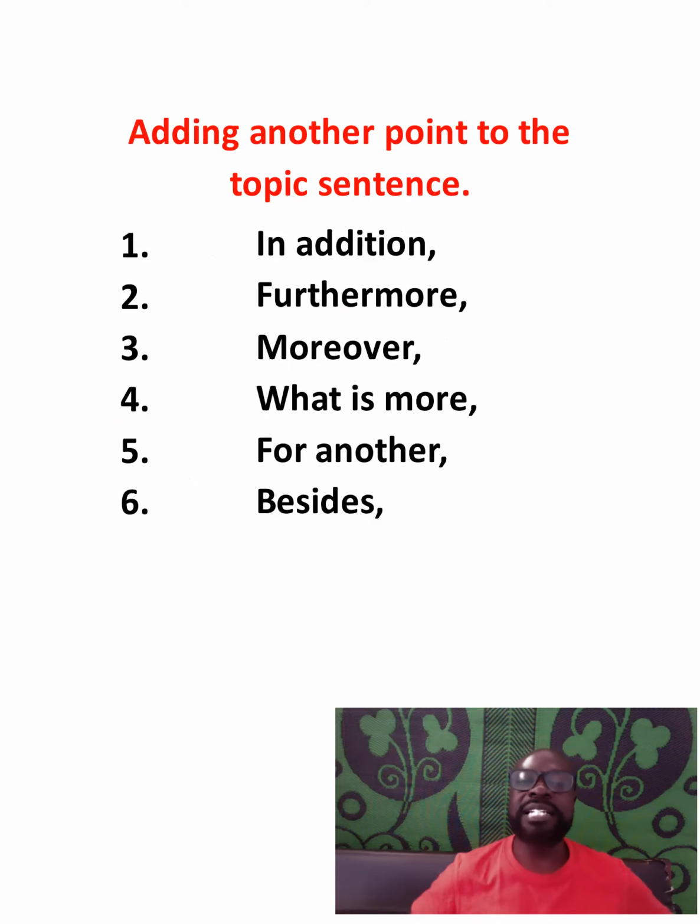We can use words like number 1, in addition, number 2, furthermore, number 3, moreover, number 4, what is more, number 5, for another, number 6, besides. These words are used to add more information to the topic sentence. In our paragraph, the topic sentence tells us that this paragraph is for advantages. We have given the first advantage. We give a second one, a second advantage in the same paragraph.